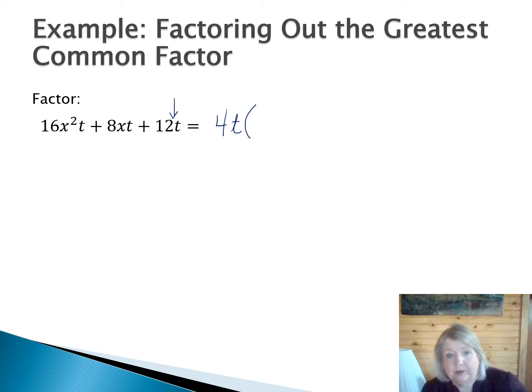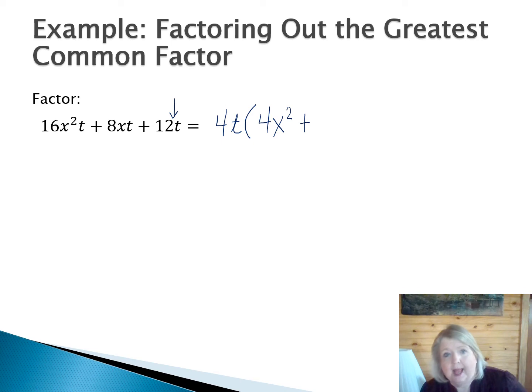So I open parentheses and I divide it out of every term. 16 divided by 4 is 4. The x squared was untouched, and t divided by t is 1. So 4x squared times 1 is 4x squared.